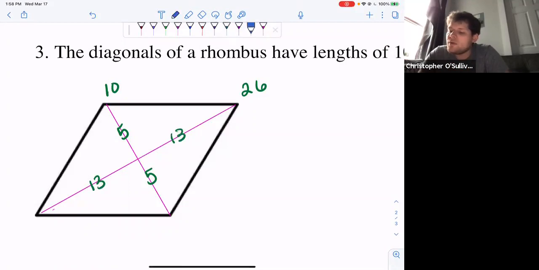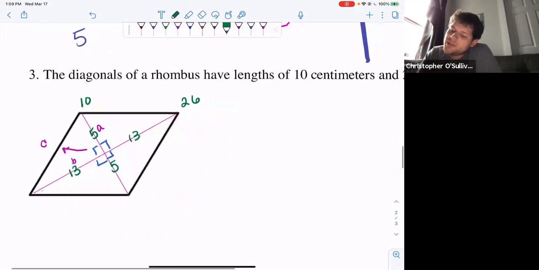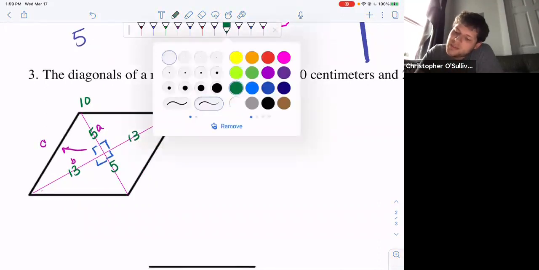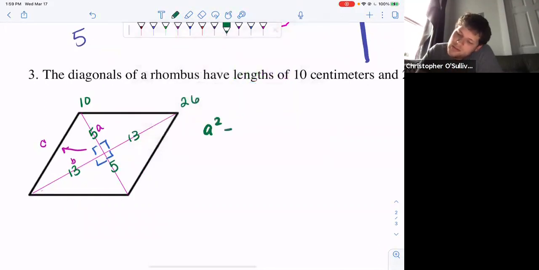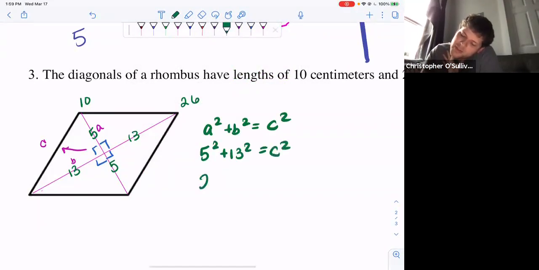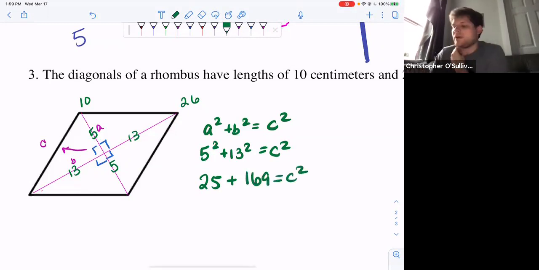And then as Ms. C said before, we need to make sure that we have our right angles drawn in. We label our sides A, B, and C. And we're now going to apply the Pythagorean theorem. So I have a squared plus b squared equals c squared. I'm now going to do 5 squared plus 13 squared equals c squared. 5 times 5 is 25. 13 times 13 is 169. And that's equal to c squared.